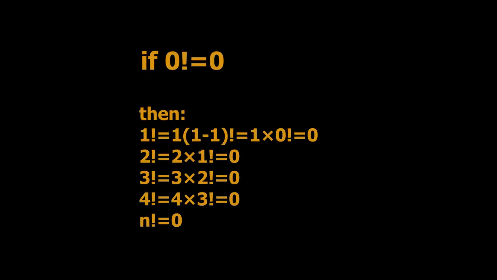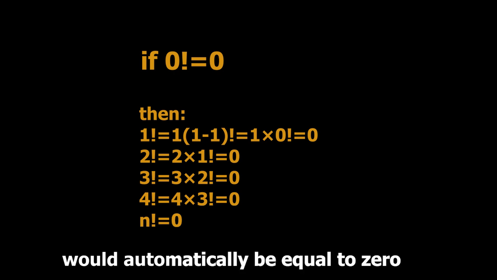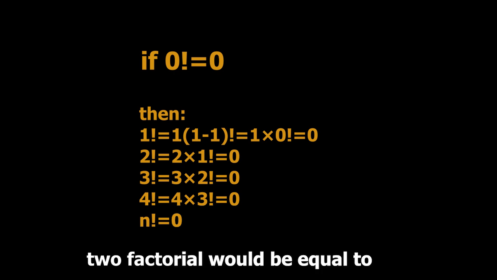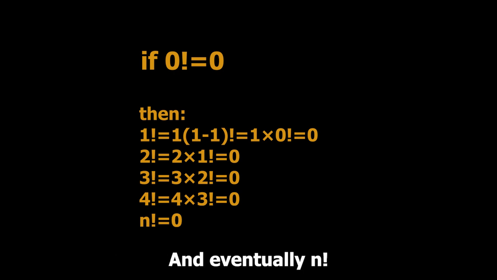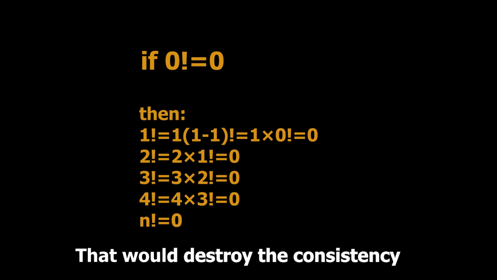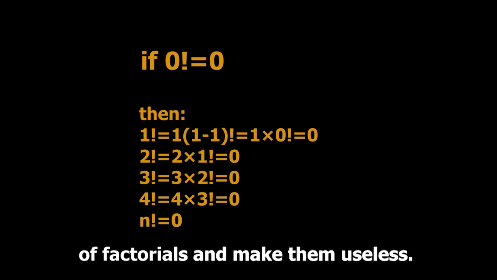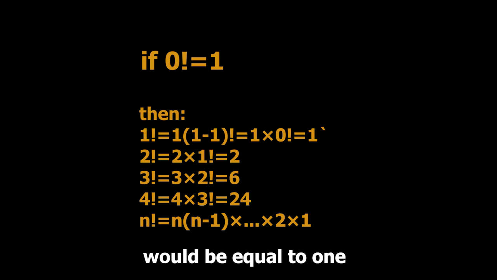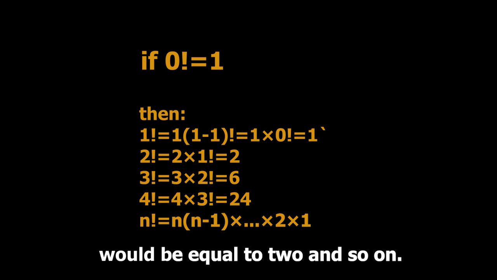If 0 factorial were equal to 0, then 1 factorial would automatically be equal to 0, and at the same time 2 factorial would be equal to 0, and eventually n factorial would be equal to 0. That would destroy the consistency of factorials and make them useless. What if 0 factorial is equal to 1? Then 1 factorial will be equal to 1 and 2 factorial will be equal to 2, and so on, which are actually true.